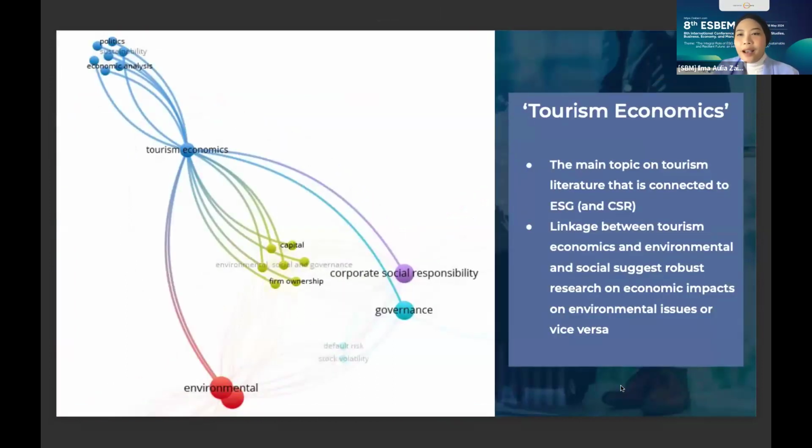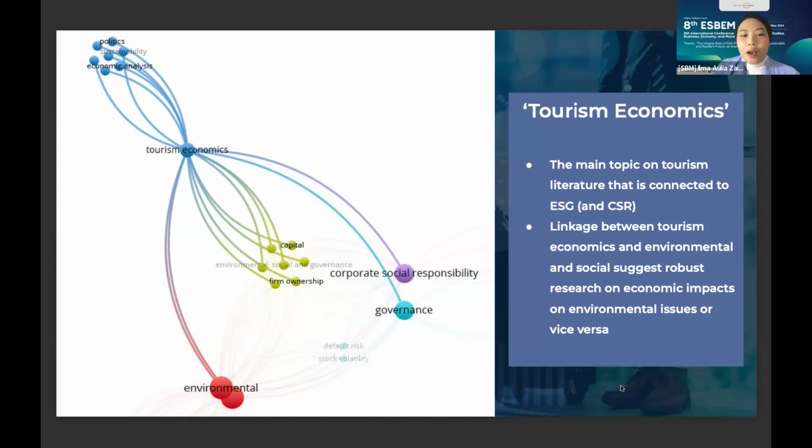So this is actually something that really makes me wonder the most, because what I see is mostly about CSR, financial performance, and so on. So what about tourism? In this case, I can see that tourism economics is the main topic in the tourism literature. But here, the interdisciplinarity is highlighted: there are links between tourism economics, environmental studies, and corporate governance. The linkage between these topics suggests robust research on economic impacts on environmental issues, or vice versa, the economic impacts on tourism.